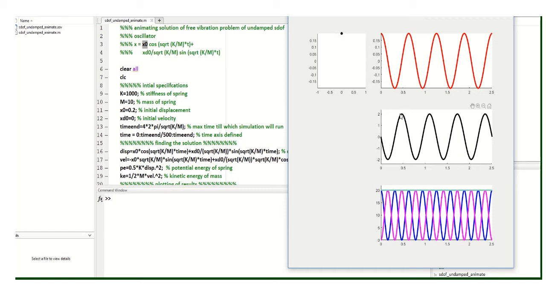Whereas let's try to see when velocity is 0. Velocity is 0 at time t equal to 0 itself, right? At that time, what is the position of the mass? The mass is at the extremity. So when the mass is at the extremity, velocity is 0. When the mass is at the equilibrium position, velocity is having an extremum, so either it will be negative or it will be positive.